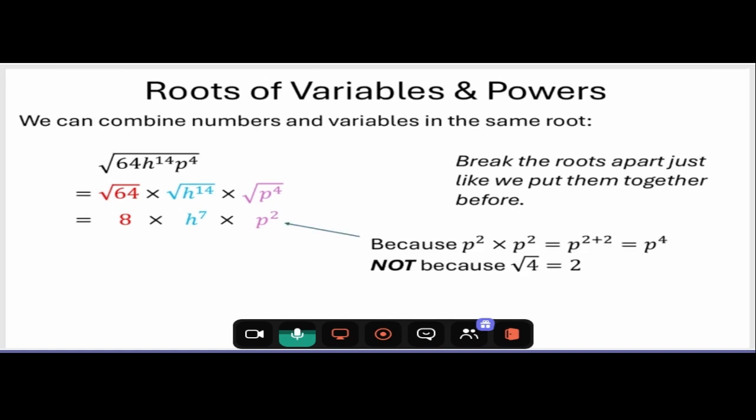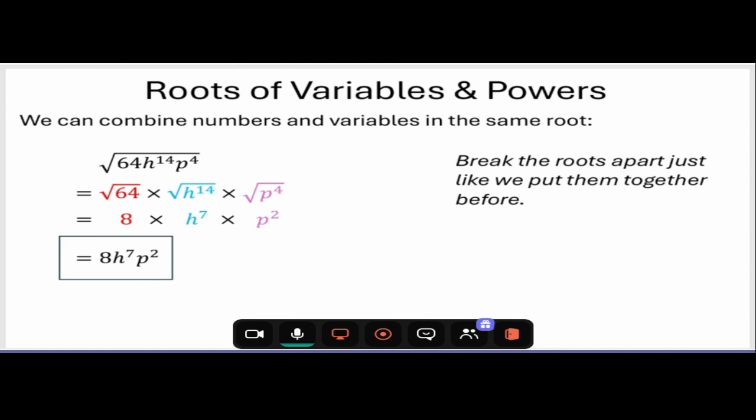Now I did that last one on purpose. I want you to think about that. Why is p squared the square root of p to the 4? Not because the square root of 4 happens to be 2. That's just a fluke. The square root of p to the 4th is p squared because when you multiply p squared by itself, you add the exponents and get p to the 4, right? That's why the square root of p to the 4th is p squared. So there's our answer. Put it all together, 8 h to the 7 p squared.